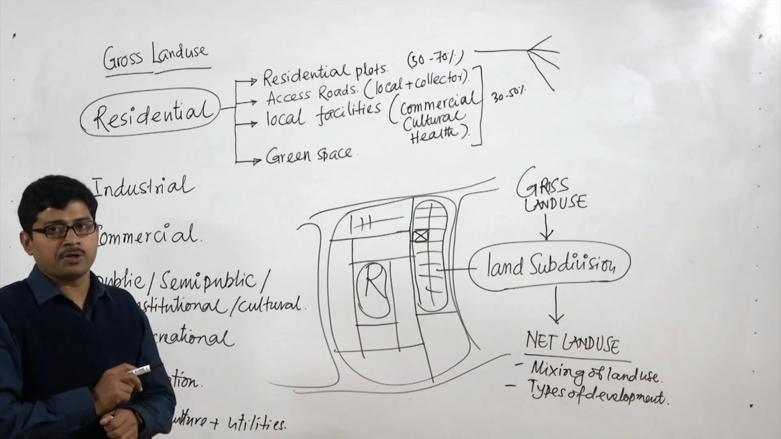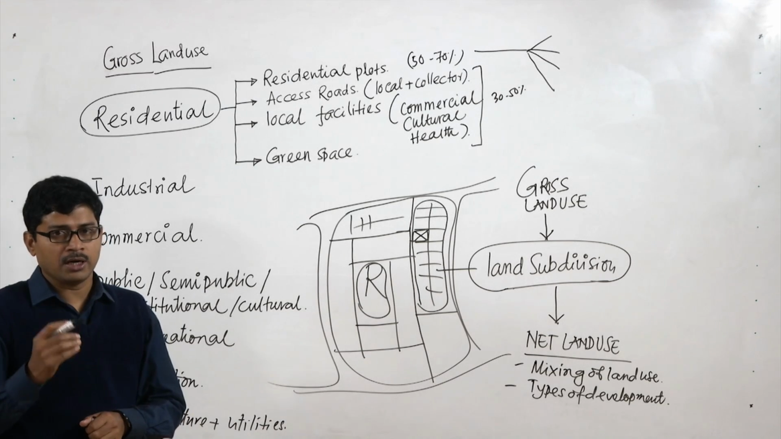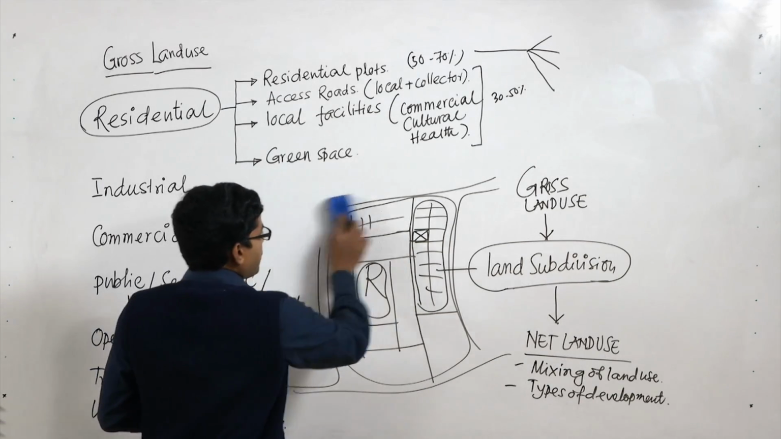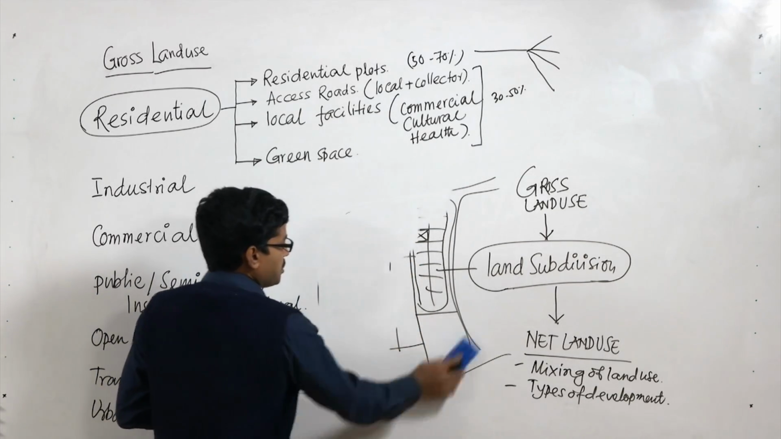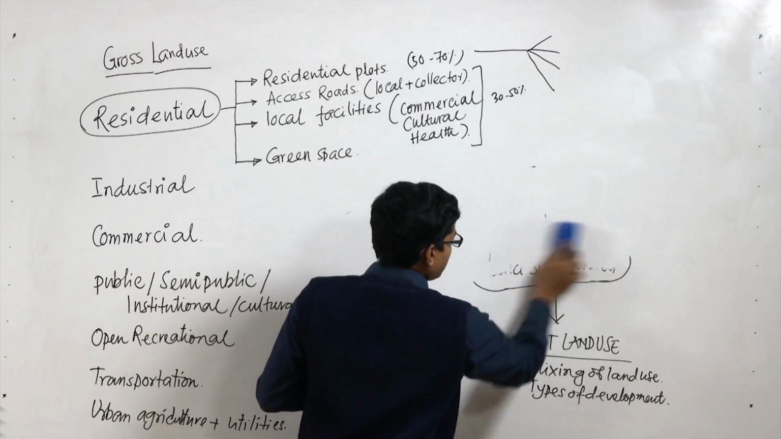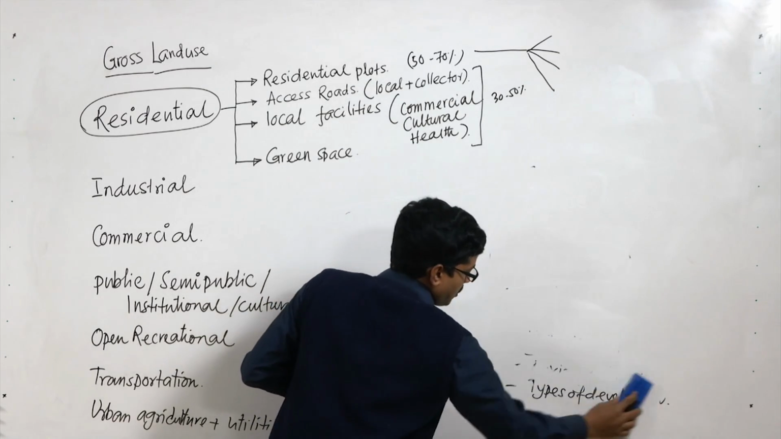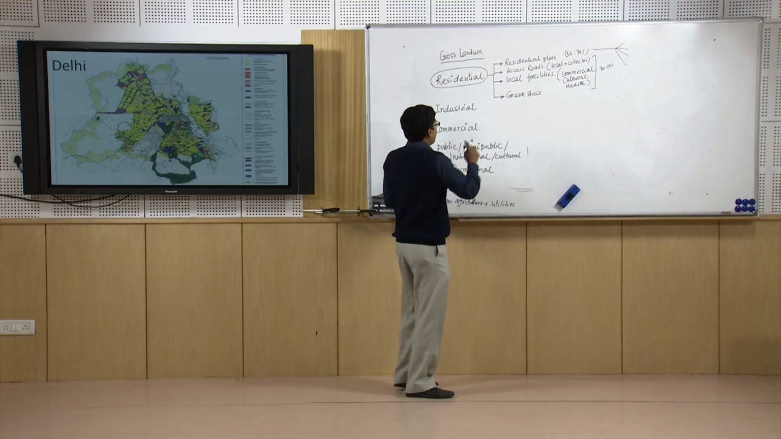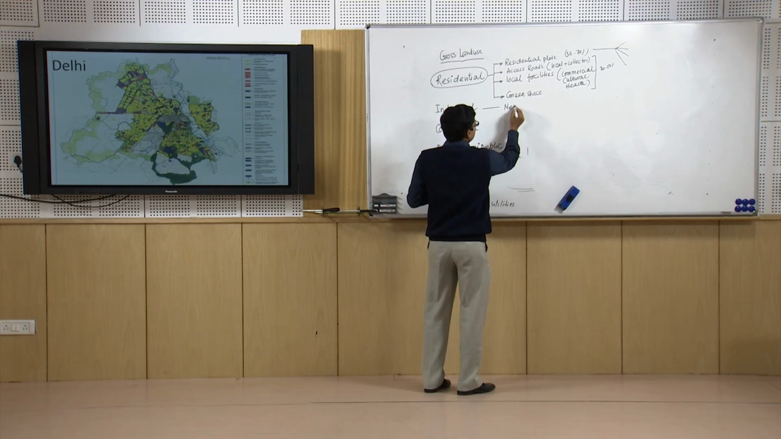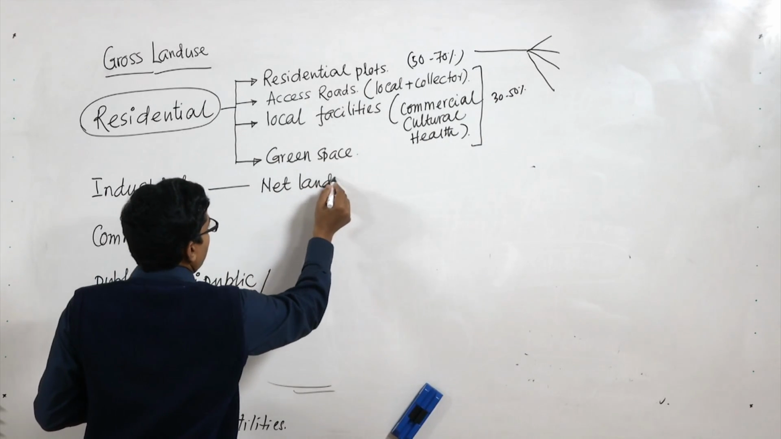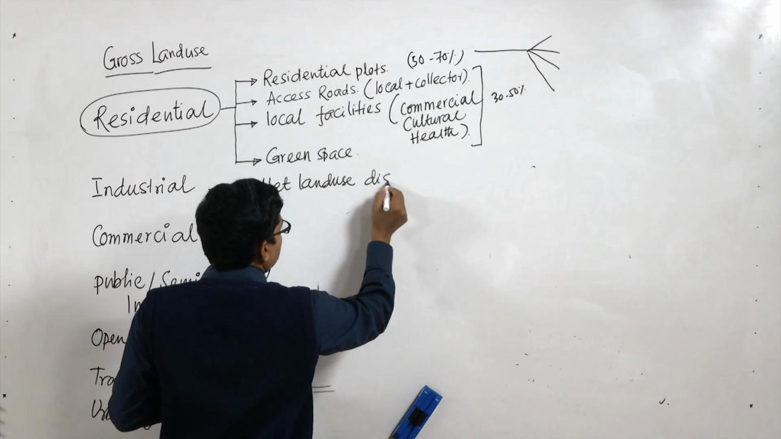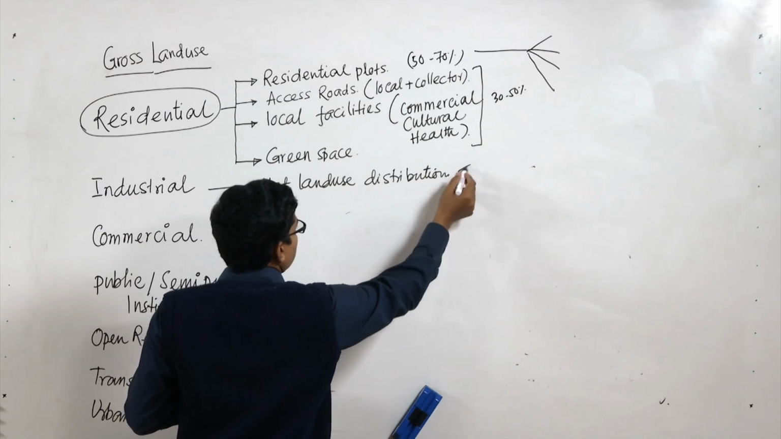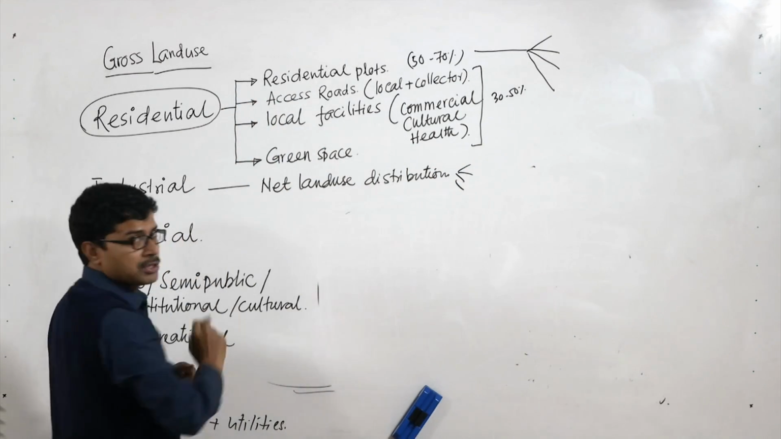So these are the two fundamental concepts, gross land use and net land use, which I wanted to convey. The same concept is applicable not only for the residential area, it is also applicable for each and every gross land use like commercial, institutional, industrial, all the land uses which we have shown. Everywhere you will find the net land use distribution like this. So this is the net land use distribution, right?